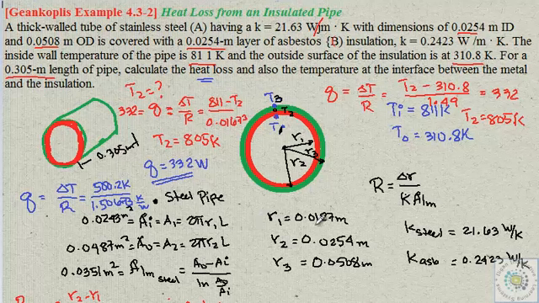So a different approach leads to the same answer. As you can see, there's a lot of temperature drop across the insulation. On the inner side of the insulation the temperature is 805, while the outer is 310. Meaning there's a big drop because the resistance is very high. Okay, that's it. Thank you.